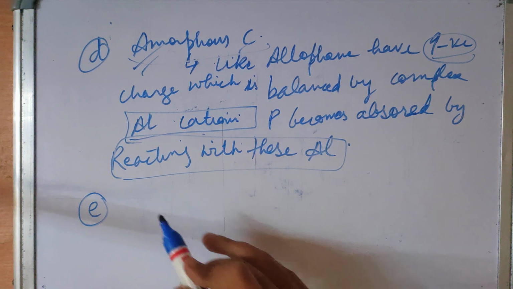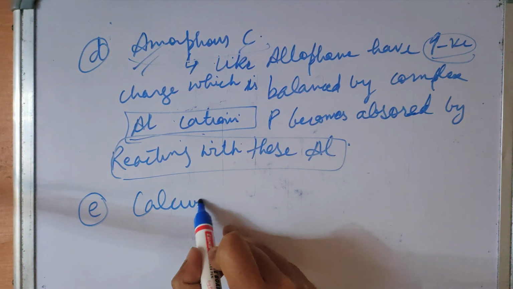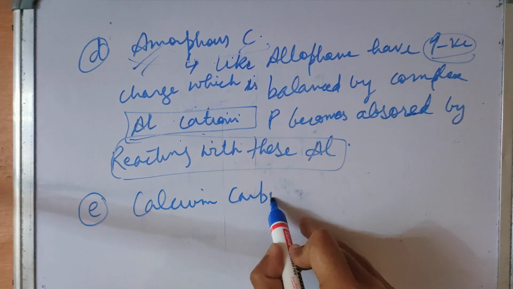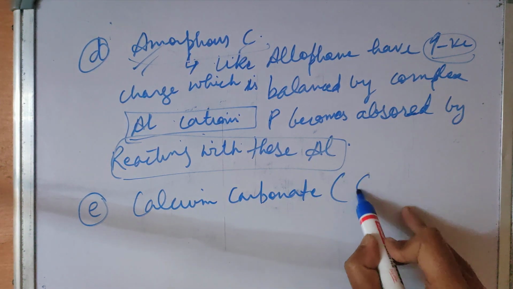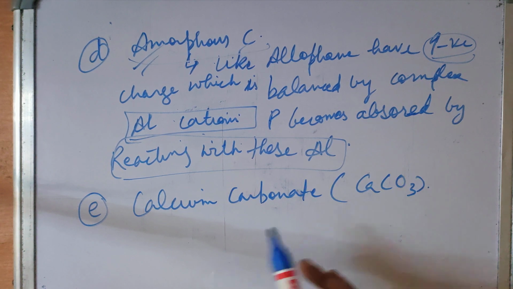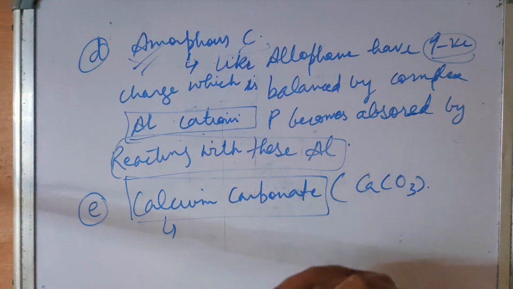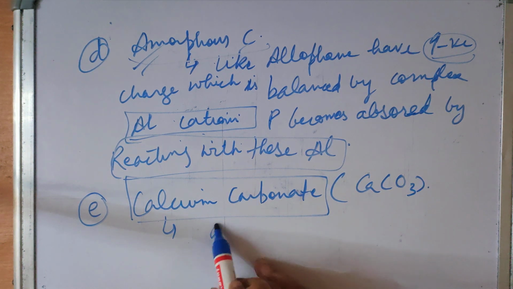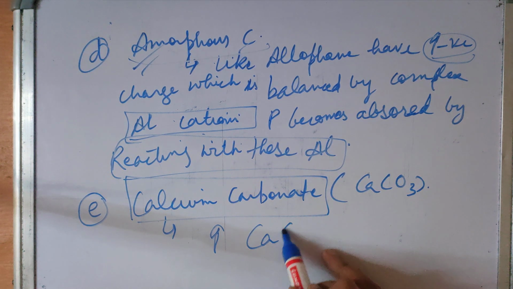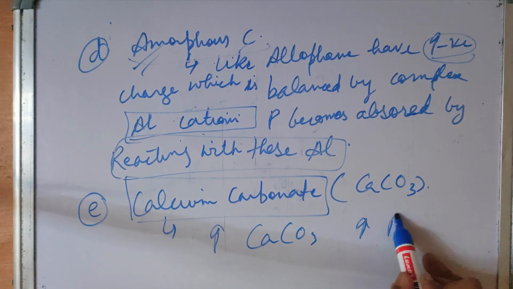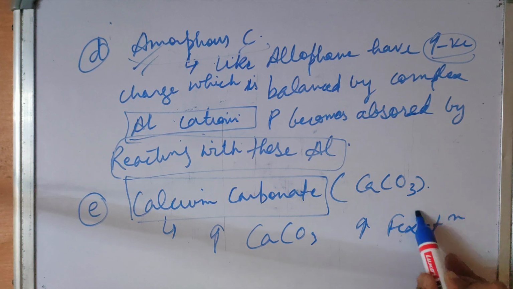So the next point is calcium carbonate, that is CaCO3. Here also, due to the presence of calcium carbonate, it will absorb more phosphorus. So the higher the amount of CaCO3, the higher will be the fixation.